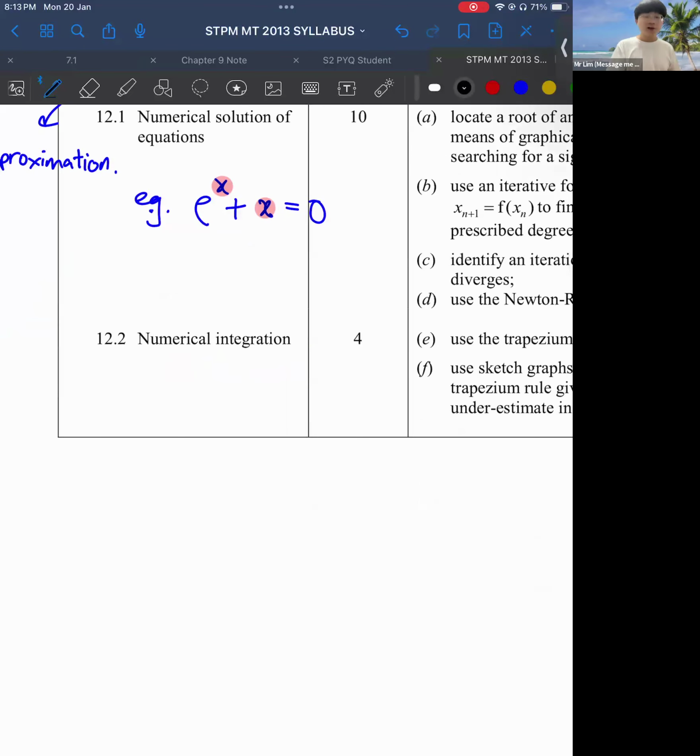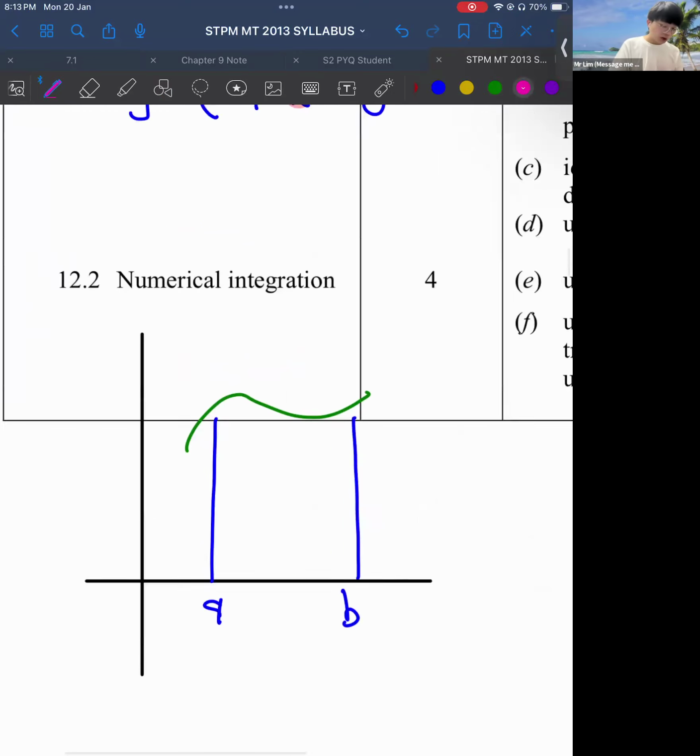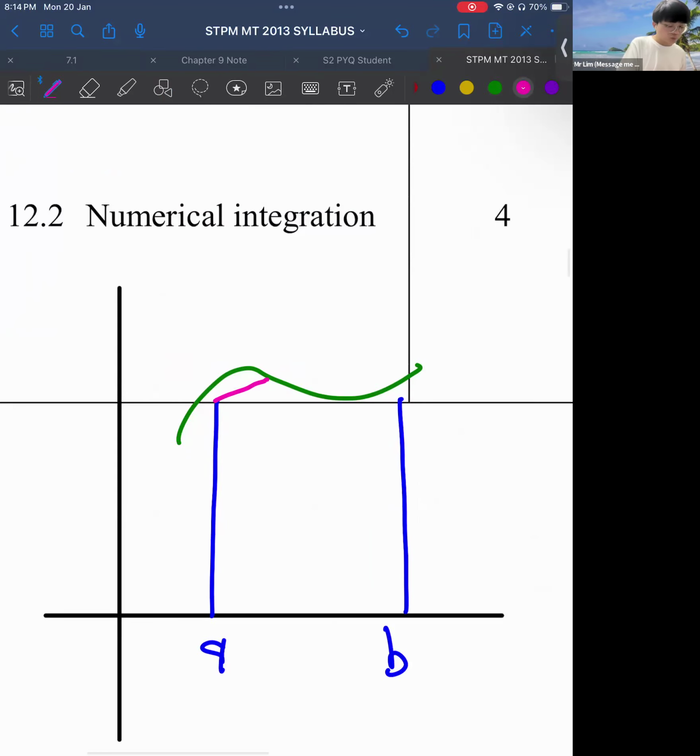In 12.2, numerical integration, the meaning is like this. In your chapter 9, for some of the graphs, you cannot find the area directly. So you also need to apply some approximation method. In STPM, you learn one method, which is called the trapezium method, trapezium rule.